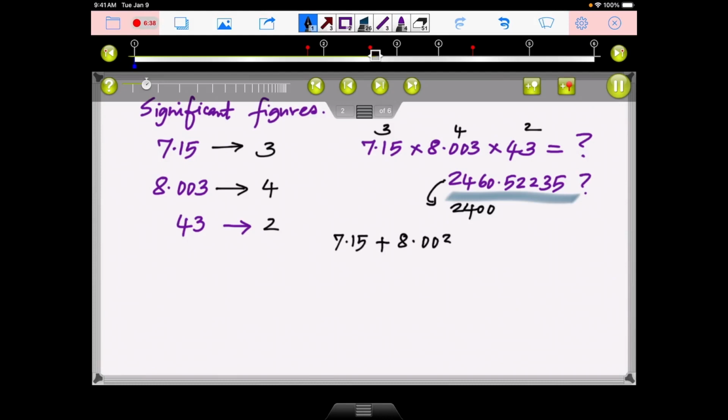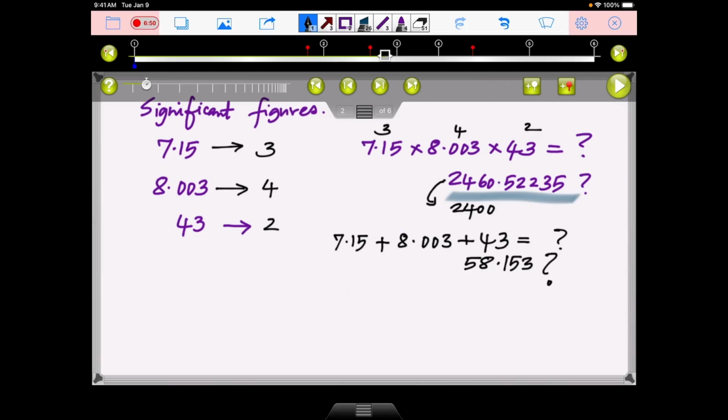But that is not the case when you add and subtract. This is one place where students make mistakes. So here's the example of adding the same three numbers. We're going to add 7.15 plus 8.003 plus 43. In this case, when you put it in a calculator, that's what you get.